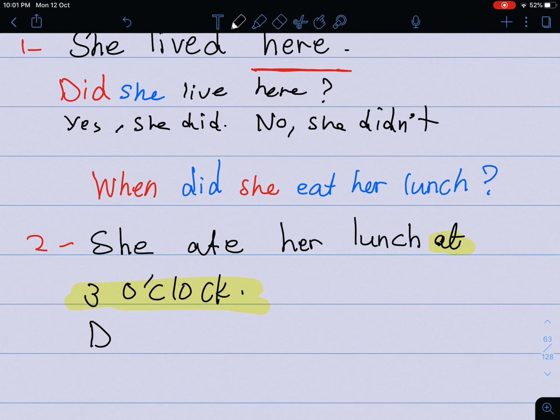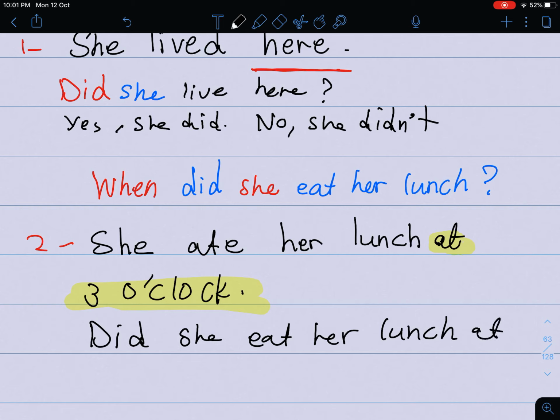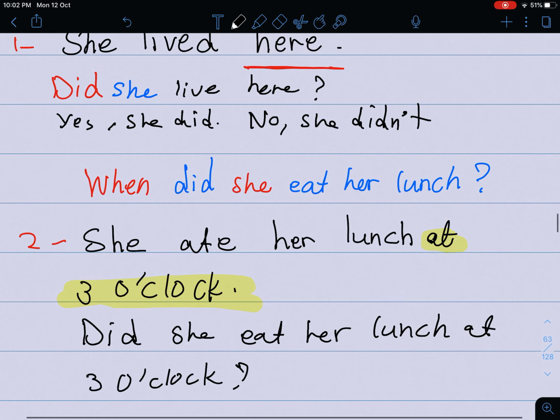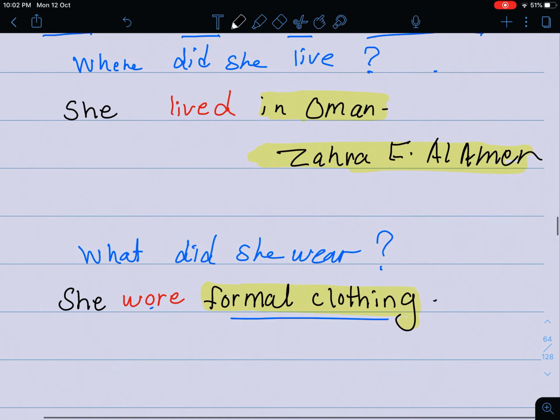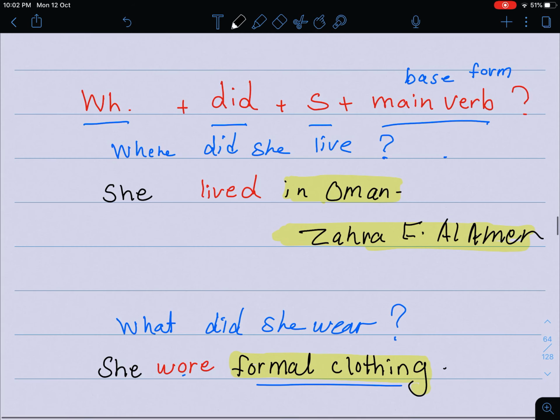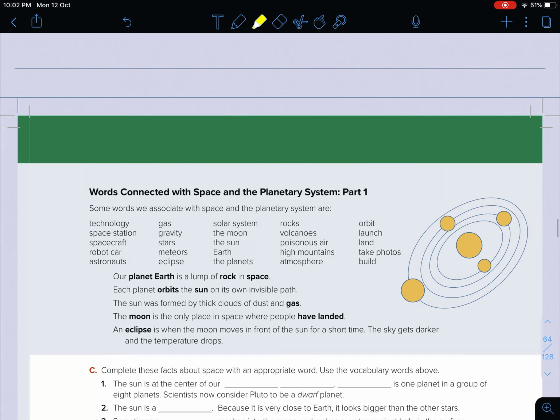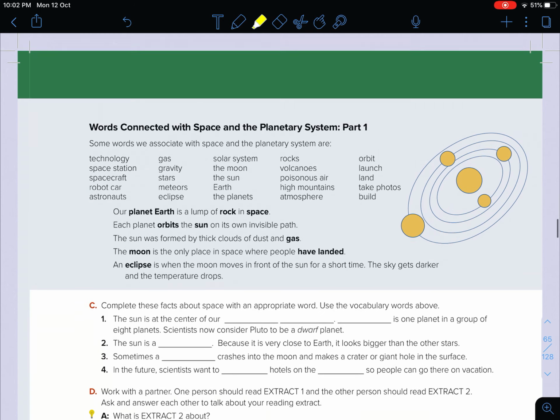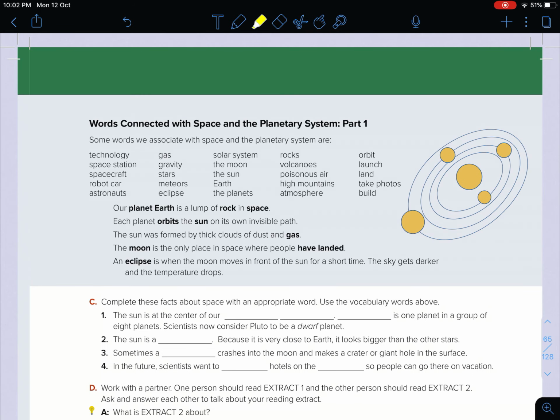Okay, she ate her lunch at 3 o'clock. هنا did again، وطبعا السبجكت she، ويرجع الفعل لأصله. Did she eat her lunch at 3 o'clock. طبعا and the answer will be yes, she did, no, she didn't. It's very easy. You just have to follow this rule. طبعا وأنا حطيت لكم اللي هي قاعدة WH question in the past. طبعا هذا فقط الجرامر، فقط تحاولون تتدربون عليهم. They are very easy، something which is very basic ودرستوها من زمان.